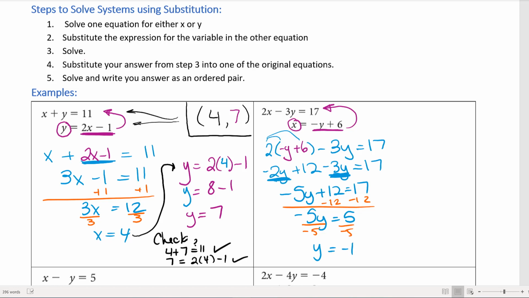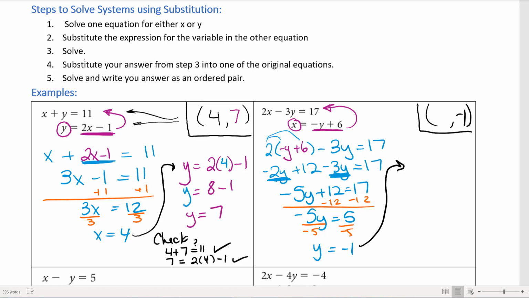So in my answer, I have one of the ordered pairs. This time I have the y, so it's actually going to go in the back, not the front. A lot of students mistakenly think that the first answer always goes in the front. Not so. This time I got y first, so it goes in the back.